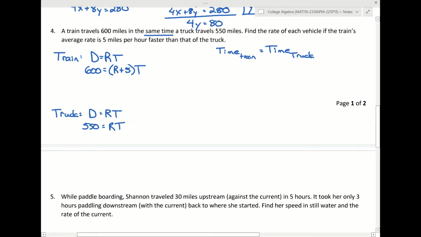In order to finish this, we know that the time is equal to the time. That's what the problem said. So if I could rearrange both of these for time and set them equal, we should be able to finish this up. I'm going to divide both sides by R plus 5 here, and I get the time for the train is equal to 600 divided by R plus 5. I'm going to divide by R for the truck, and I get the time for the truck is equal to 550 divided by R.